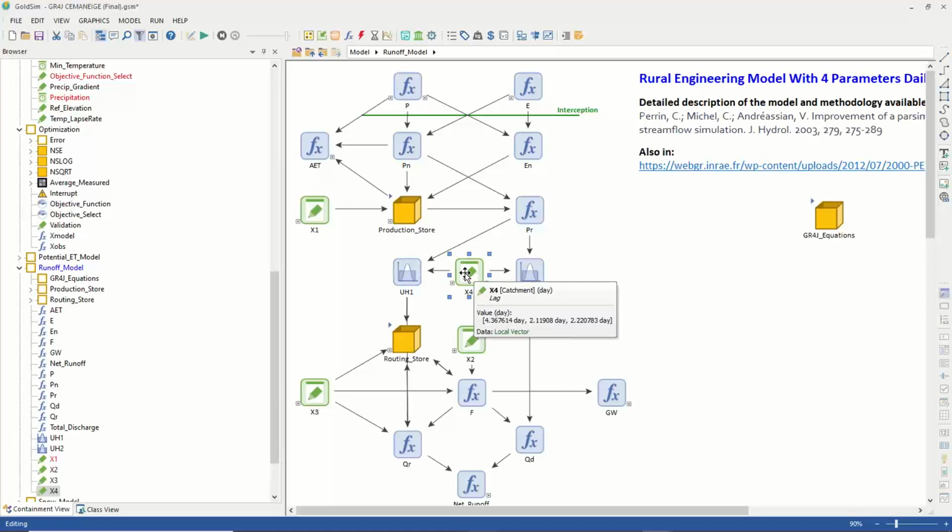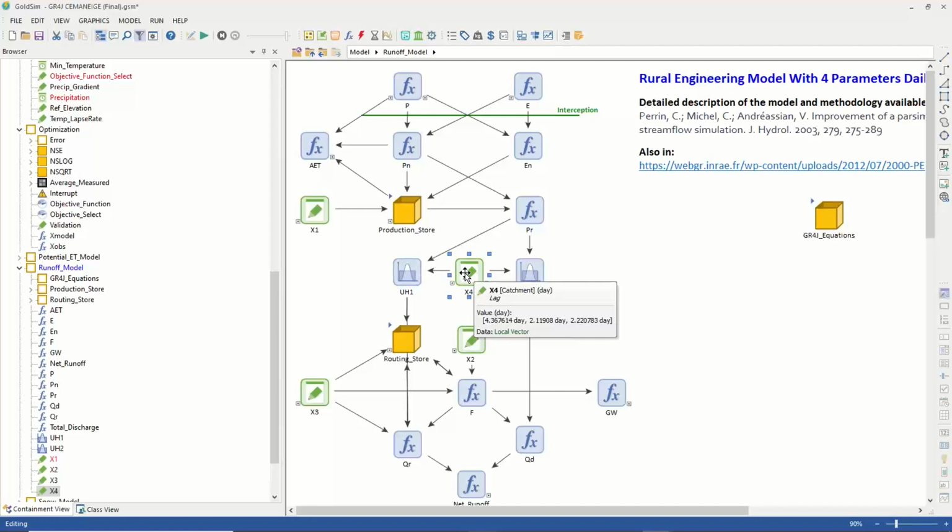Someone else did just ask, thanks for the presentation. Is the GR4J GoldSim model proprietary or is it publicly available to play with? And I can answer that we are going to post that in our library there. So you will be.